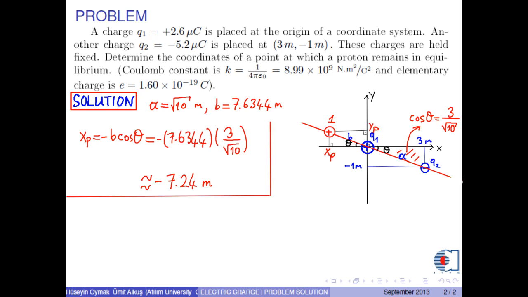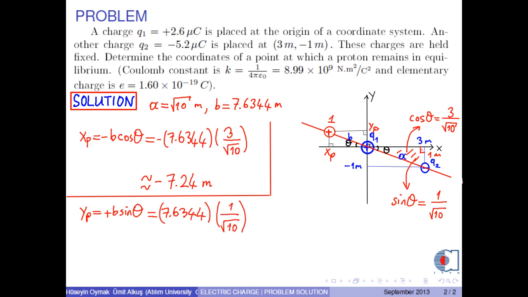And the y component of this point is y_p equals positive b times sine theta, since it is on the positive y-axis. We know b. And sine theta is found from the right triangle as 1 over square root of 10. Then the y component of the point at which a proton remains in equilibrium is approximately 2.41 meters.